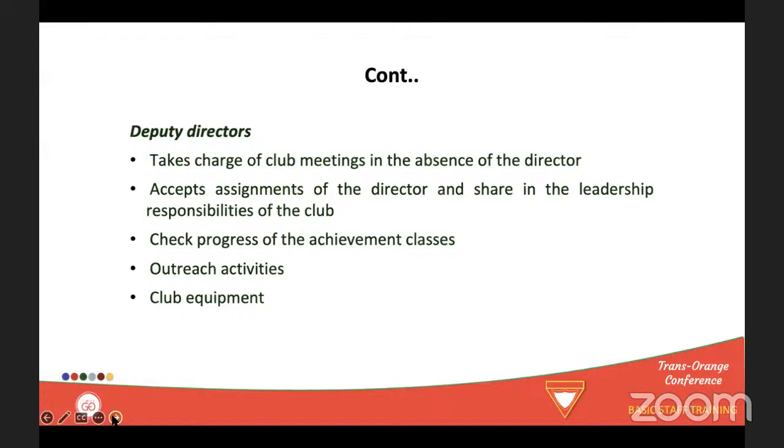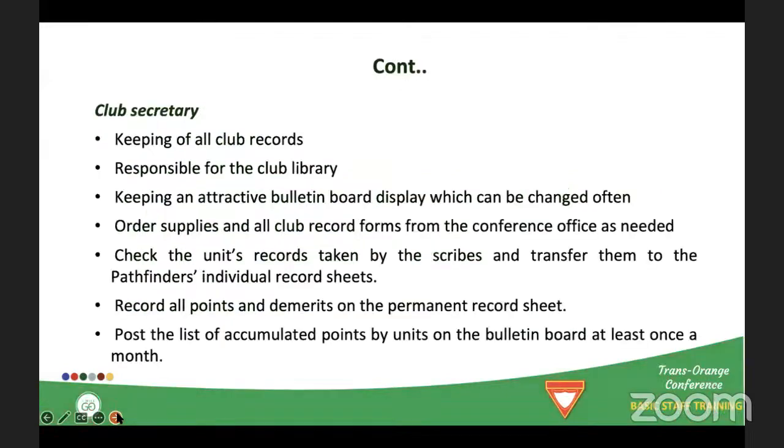On the next slide, we are going to be looking at the duties of a club secretary. What are the duties of a club secretary? The club secretary keeps all club records.